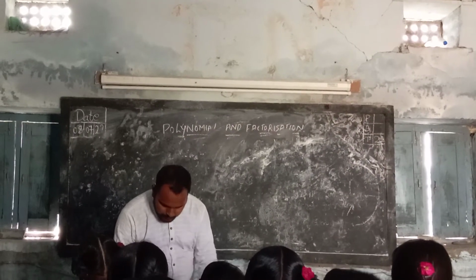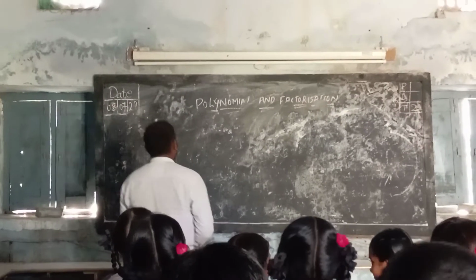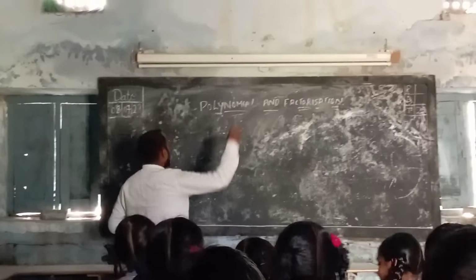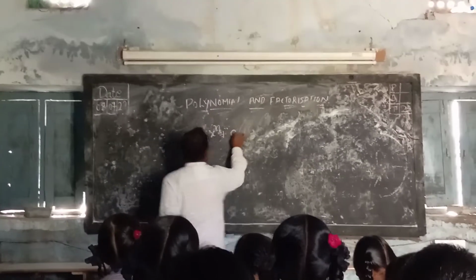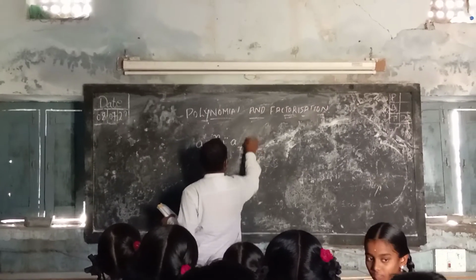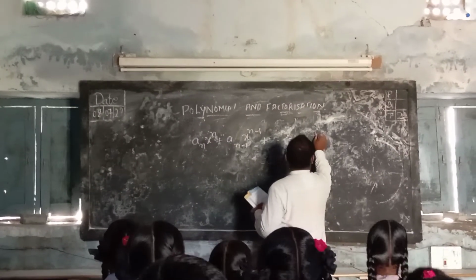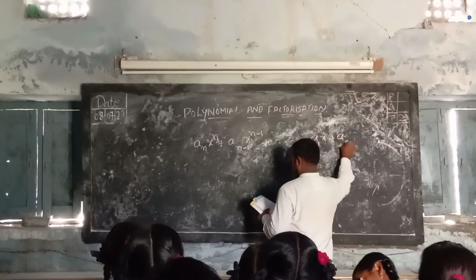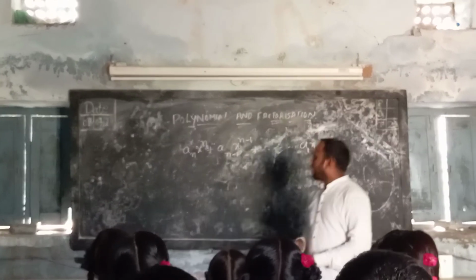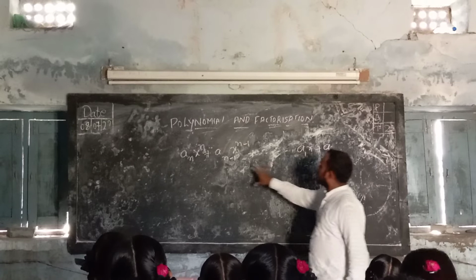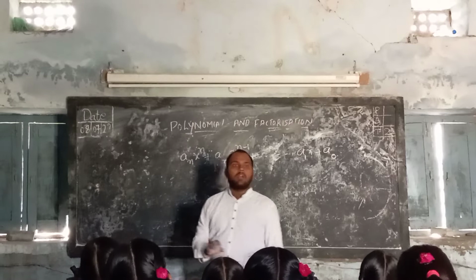Now, we will write, see, the expression: a n x to the power of n plus a n minus 1 into x to the power of n minus 1, and so on, a1 x plus a naught, where a naught, a1, up to a n minus 1, a n are constants.